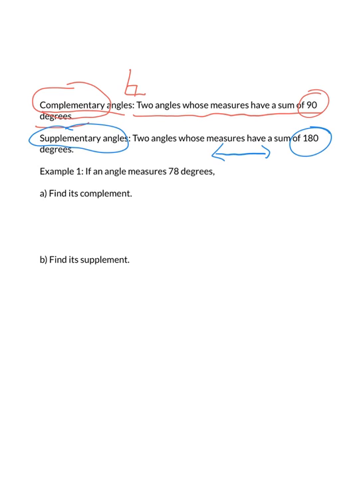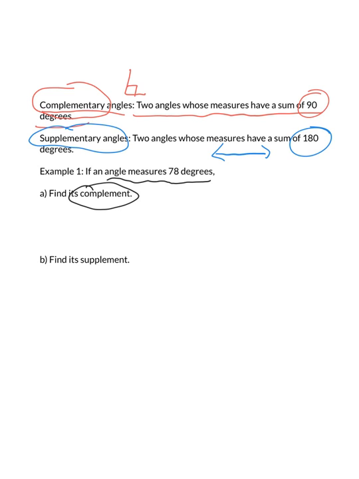So looking at example 1, it says if an angle measures 78 degrees, A, find its complement. Even though these definitions talk about the sum being 90 or the sum being 180, we are working backwards in this section when we are finding a missing angle. So when in doubt, we are going to subtract.